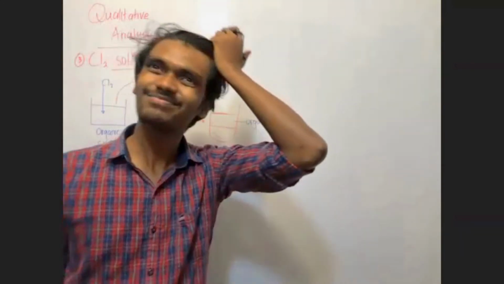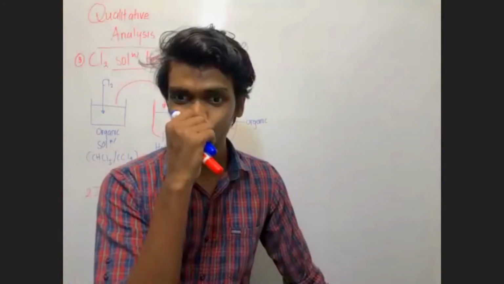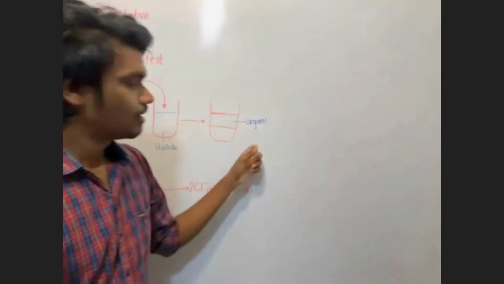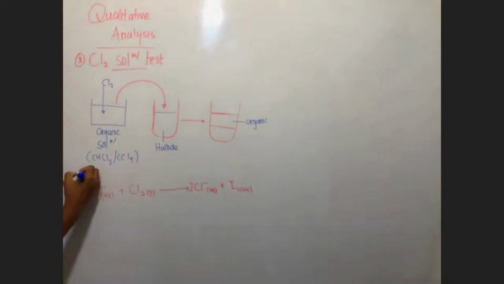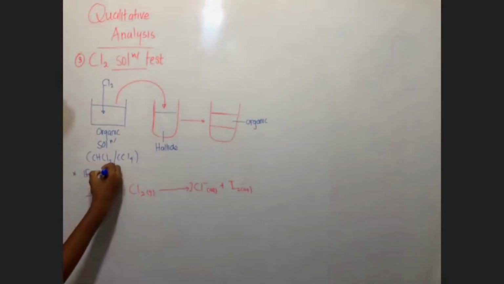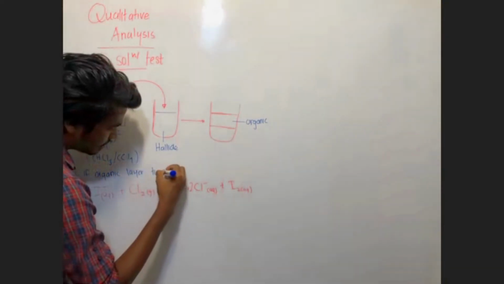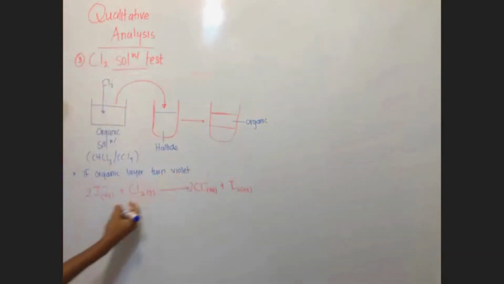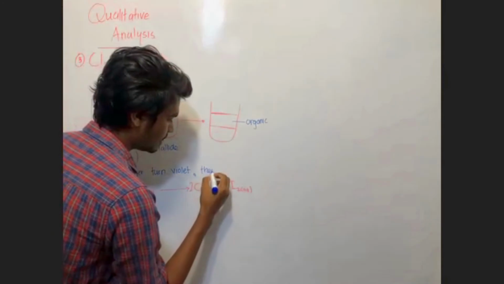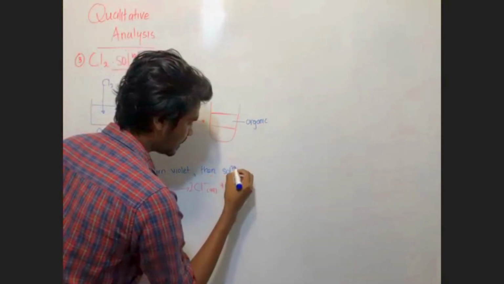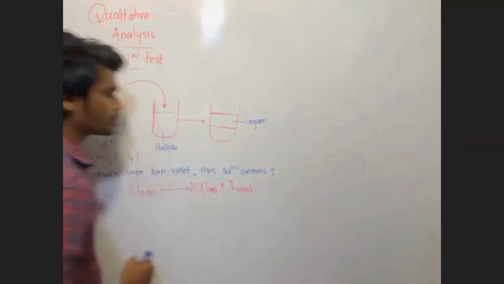Green color? No, green color was not there in this. Green was for chlorine. It's not for iodine, it's violet. If the organic layer turns violet, then the solution contains I minus.